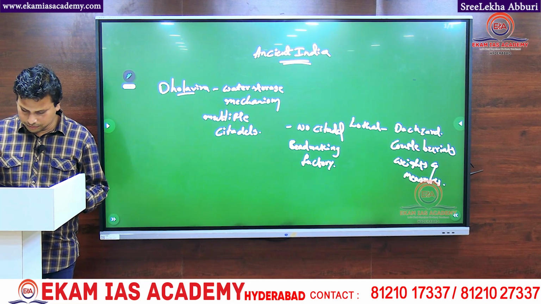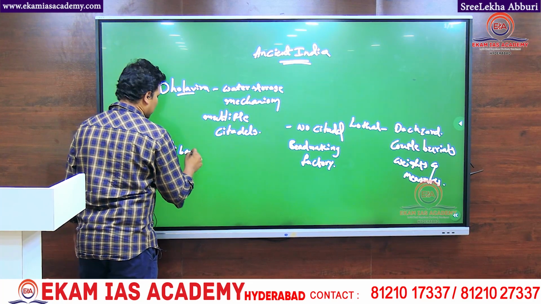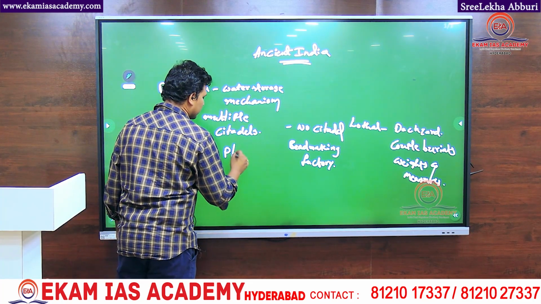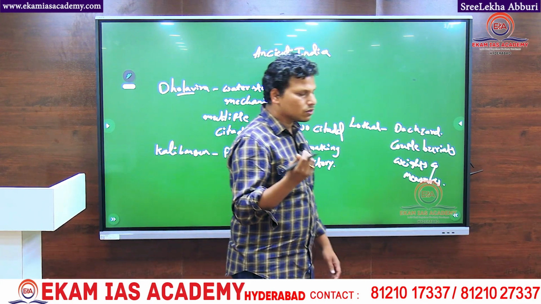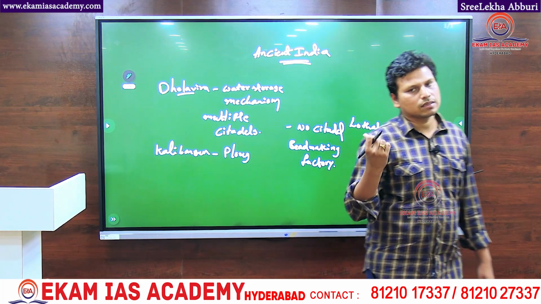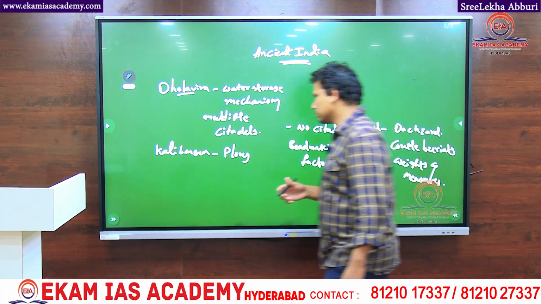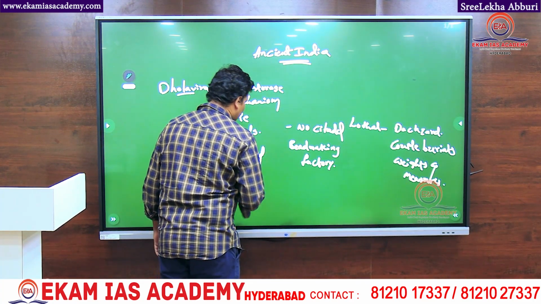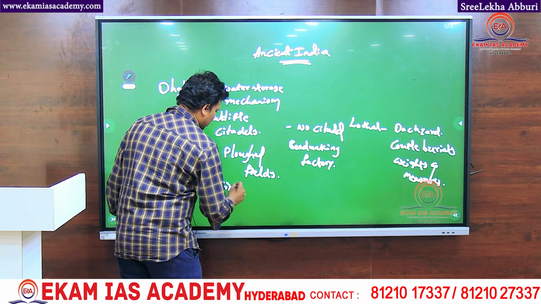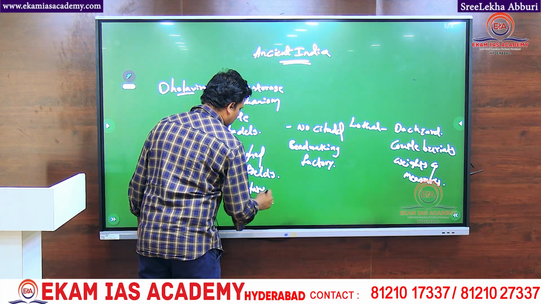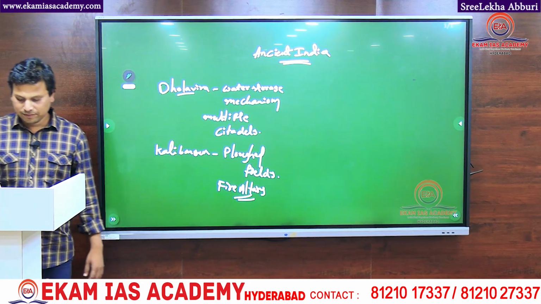And then Kalibangan. Kalibangan is famous for ploughed fields. There are evidences of plough. So plough was used, hoe was used. Specially regarding plough, the evidences are in Kalibangan because of the presence of furrowed lands, or you can say ploughed fields. And also fire altars. The presence of fire altars in Kalibangan. This was the thing.